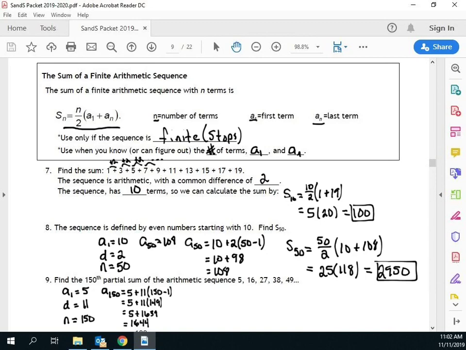So we know the value of the very last term now. We know the value of the first term. We know the value of the last term. We know how many terms we're going out. That's all we need to know to find the sum all the way up to then. So sum up to 150 is 150 over 2 times 5 plus 1644, or 75 times 1649.